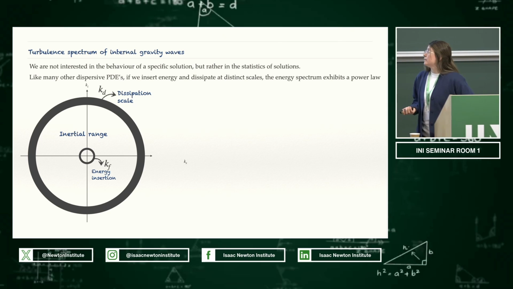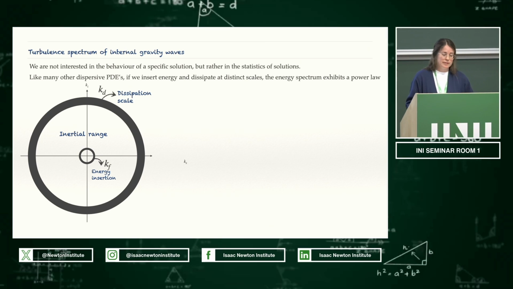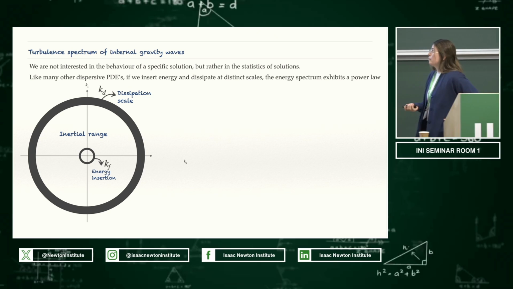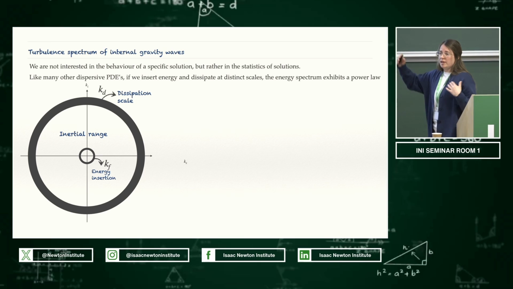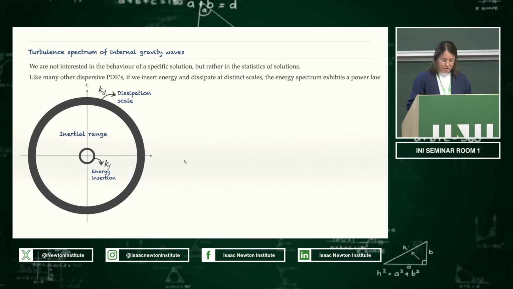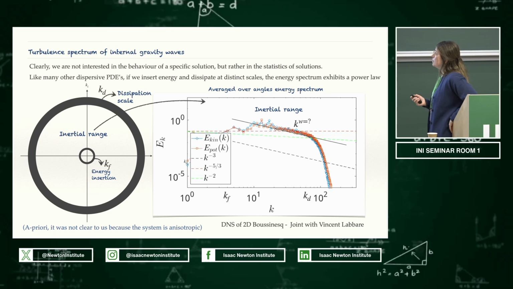So clearly, I'm not interested in trying to look for the behavior or understand the behavior of a specific solution, but rather in the statistics of solutions. And like many other dispersive partial differential equations, if you insert energy at some localized compact region, and then you dissipate at a very distinct scale, and you look at the energy, the spectral energy density, then it exhibits some power law. And this is averaged over angle.